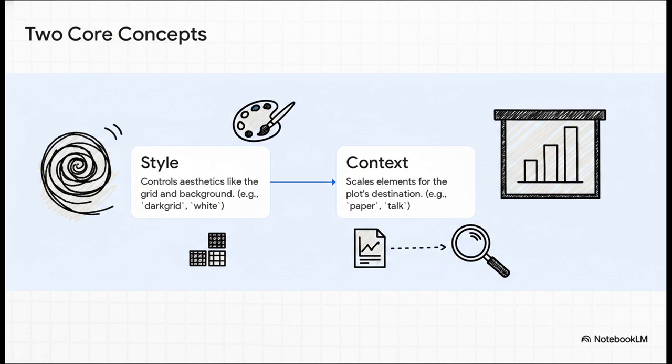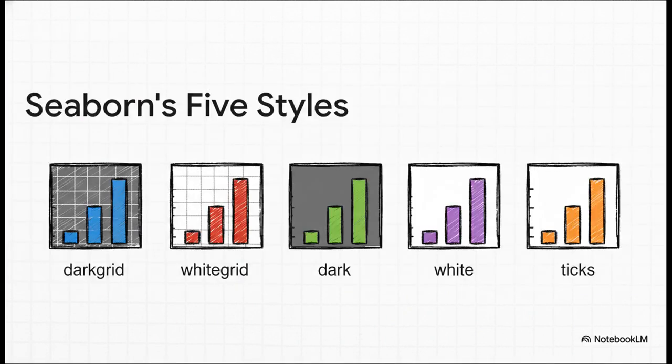So style is all about the aesthetics, things like the background color, whether you have a grid or not. And context is all about scaling. It adjusts the size of your labels, your lines, and all the other elements so they look great whether you're putting the plot in a research paper or up on a giant poster. And to get you started, Seaborn comes with 5 built-in styles you can play with. The default is dark grid, which is awesome for just exploring your data, but you might prefer white grid for a cleaner look, or maybe just white or ticks for that more traditional publication-ready figure.